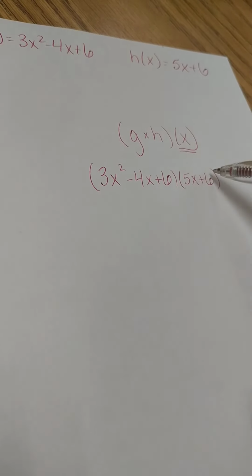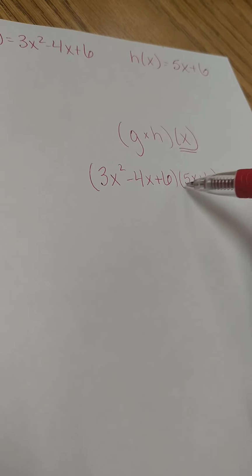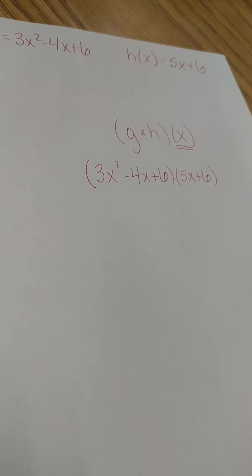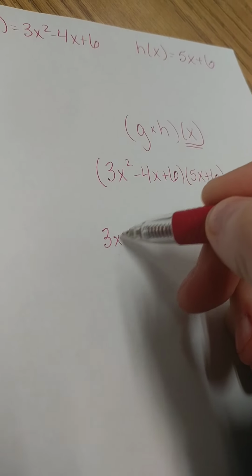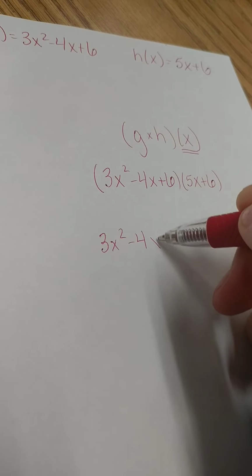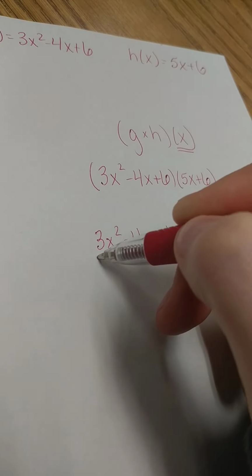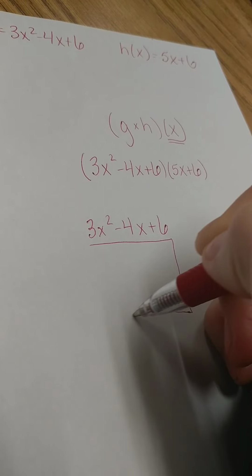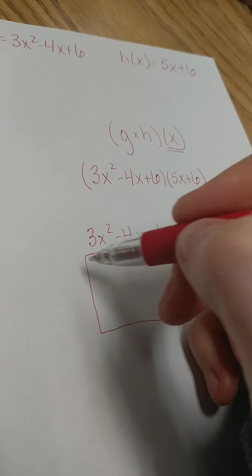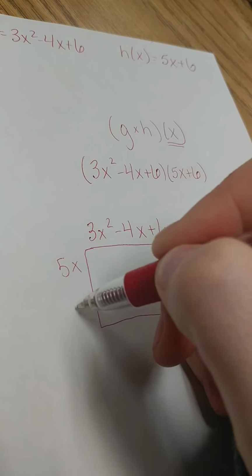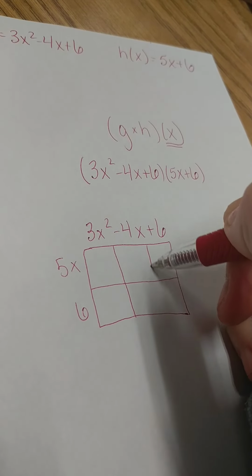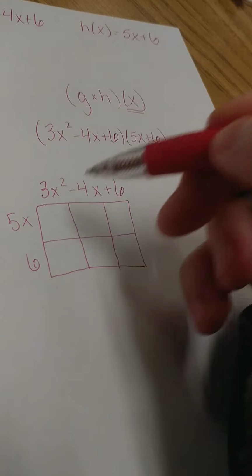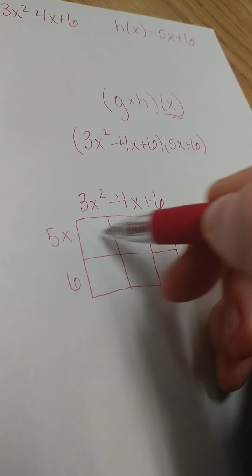You have a first and some outsides, but you have way too many insides and the last to be able to do everything. So what you can do, we did distribution boxes last year, which is where the first variable or the first equation goes on top, and your other equation goes down the side, and every term gets done like this. And then whatever lines up to the box is what you're going to multiply out.